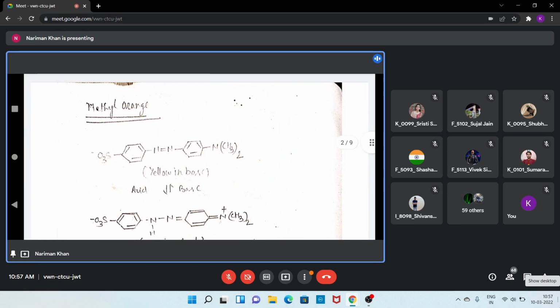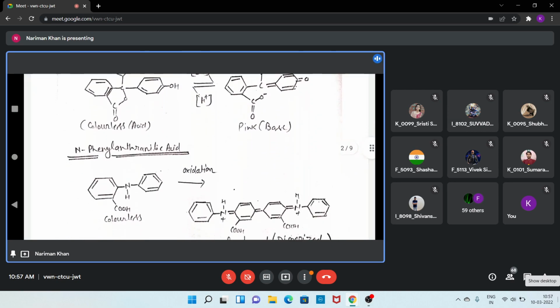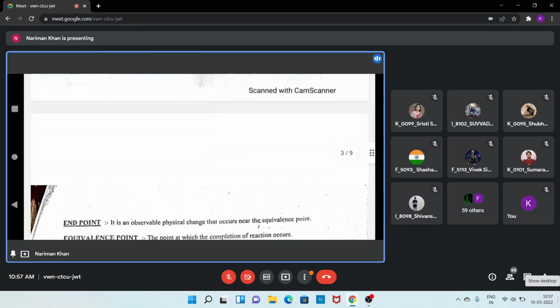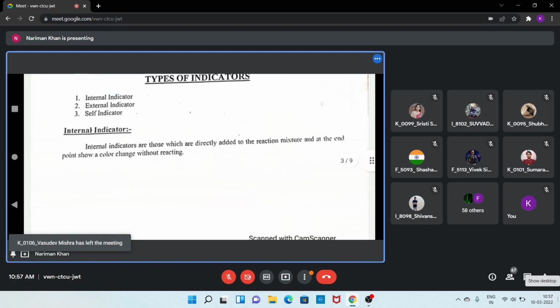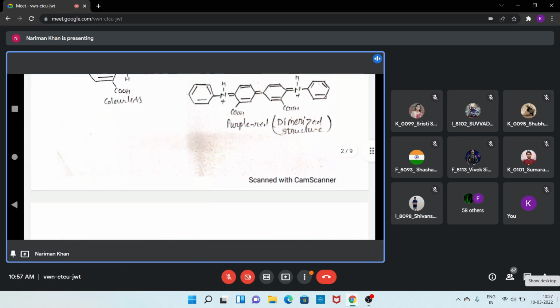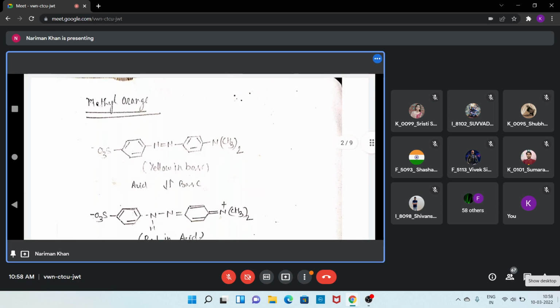Then there are different indicators which we will use, like methyl orange, phenolphthalein, phenylanthranilic acid, and EBT, that is Eriochrome Black T. Methyl orange and phenolphthalein we are going to use for our neutralization titration. Eriochrome Black T we will use for our complexometric titration, and phenylanthranilic acid we will use for redox titration.